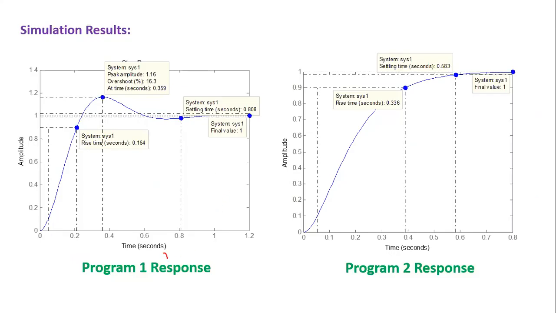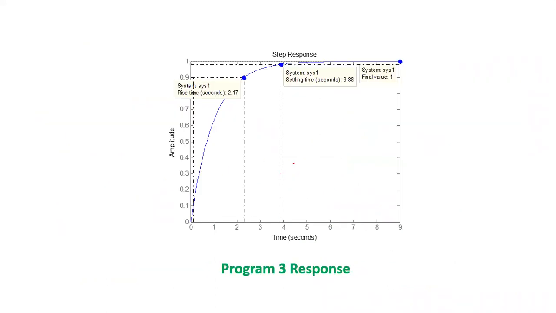Yeah, this is the program one response. It is an underdamped system, with exponentially decreasing oscillations. We identify the rise time, peak overshoot, peak time, amplitude, settling time, final value. In the same way, the second program is a critically damped system. For the critically damped system also, we check the rise time, settling time, final value. And coming to the third case, it is an overdamped system. For the overdamped system also, we verify all the parameters, right?